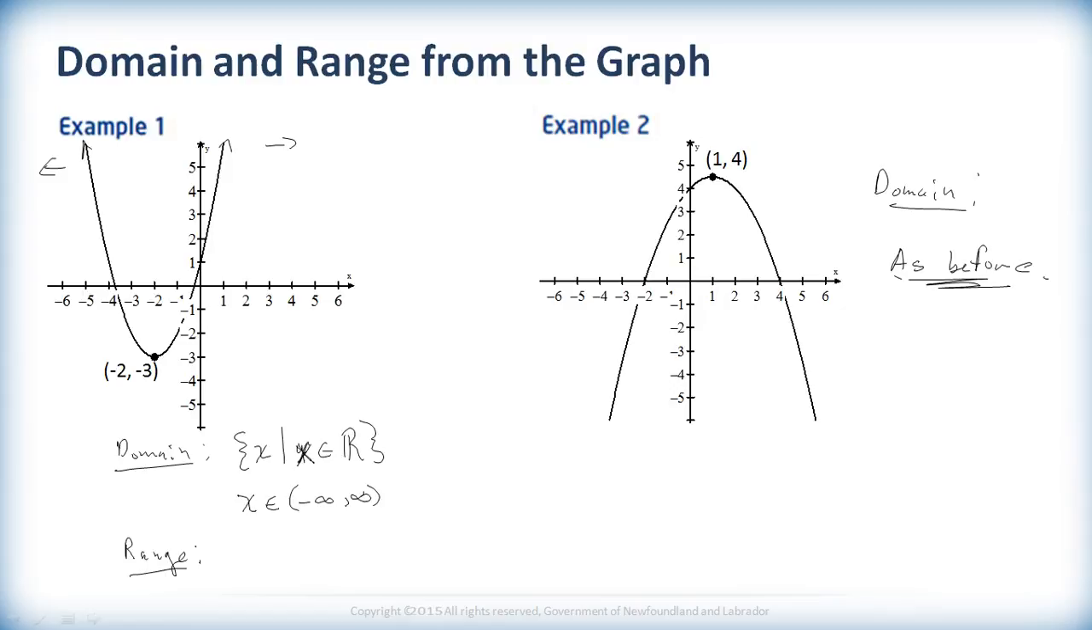Let's look at the range now. Range is different because a parabola will either go all the way up forever, like the first one here, or it'll go all the way down forever. But at some point, it gets cut off and has to stop at either a minimum value or a maximum value. So to write the range for the first one, we'll say all values of y that are real, except y can't be anything below, so it's got to be bigger than or equal to -3.